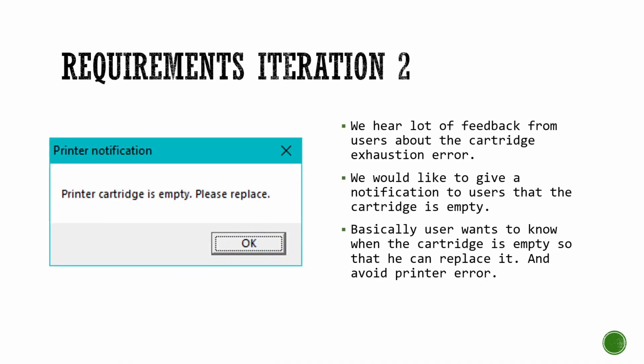Let's look at the new set of requirements. So we hear a lot of feedback from users about the cartridge exhaustion error. So we would like to give a notification to users that cartridge is empty. Basically, user wants to know when the cartridge is empty so that he can replace it and avoid the printer error.